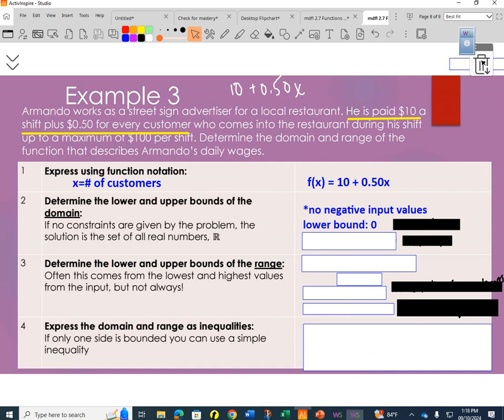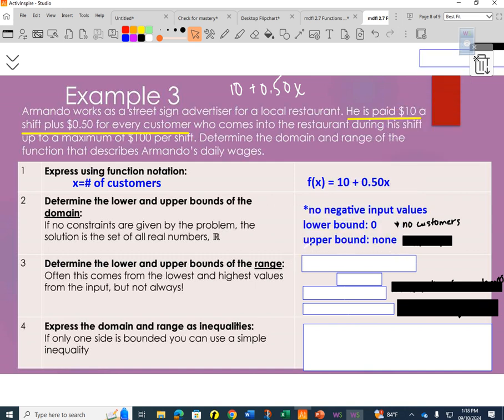But the lower bound is actually 0, because he could go to a shift and not serve any customers. That is feasible, right? If not feasible, then he could wait on a negative number of customers, or even a fraction of a customer, but he could wait on 0 customers, right? So 0 means he doesn't wait on anybody, no customers.